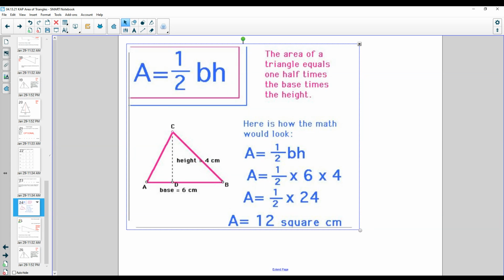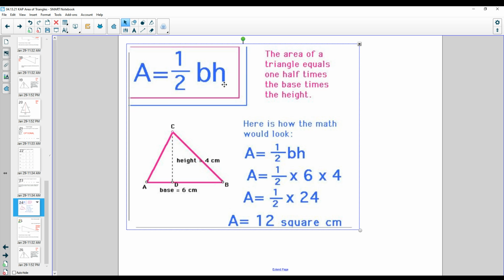Today we are going to find the area of a triangle. So the formula is A equals half B H. B represents the base, H represents the height. So it's half of the base times height.